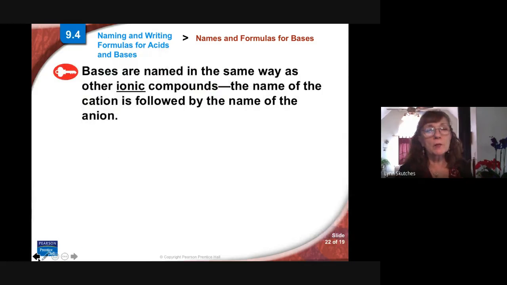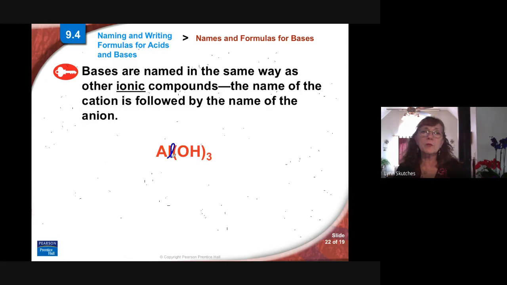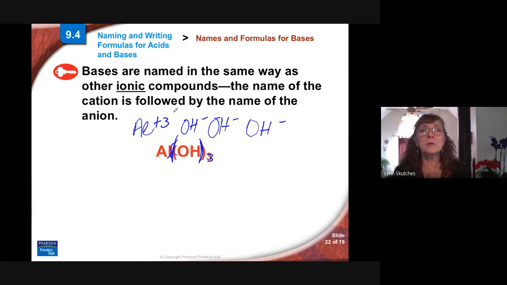You name the cation, you name the anion, you're done. Super simple. So this is Al, not Ai. Remember, this is a lowercase l. So we've got aluminum. You know, aluminum's a +3. It's in group 13 or 3A. Hydroxide is -1. We wrap up our polyatomics in parentheses, put the subscript on the outside because we need 3 of the whole thing. How do we name it? Aluminum hydroxide. Boom. It's that easy.